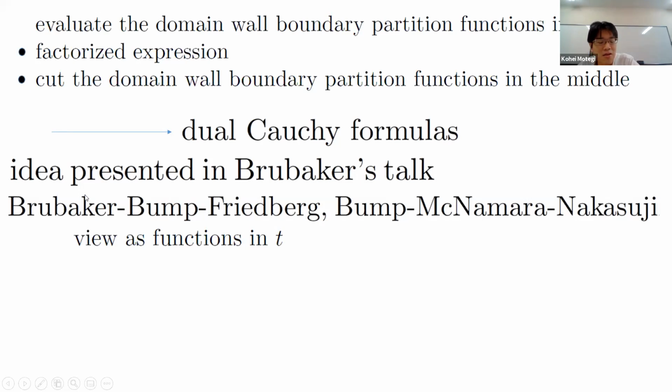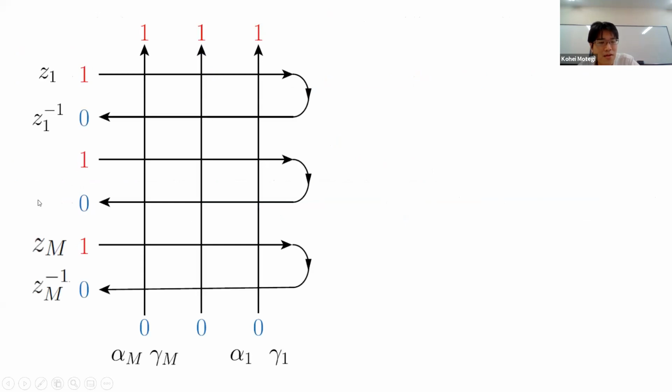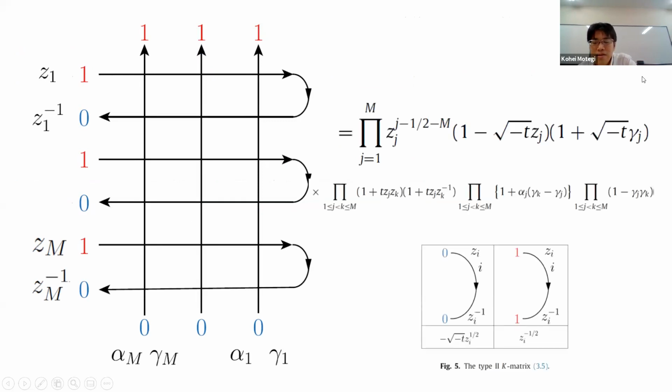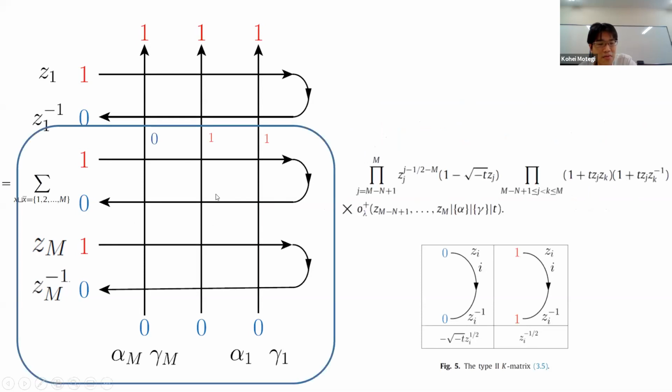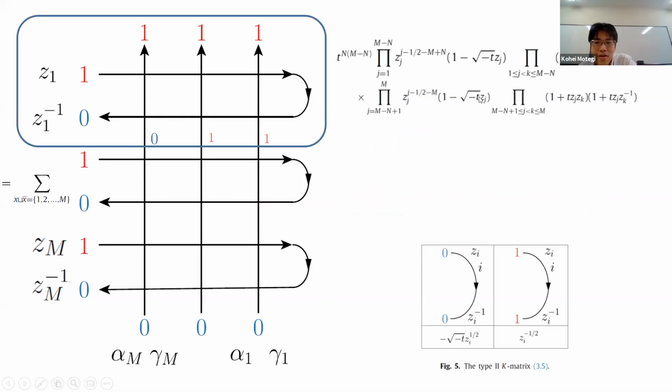You apply the same idea to this one. So now, let's apply the idea. We consider this domain wall boundary partition function, and you can first show this can be explicitly written like this. So we have a completely factorized expression. The next way is to cut some area, and then this can be written like this, and this upper part can be written like this.